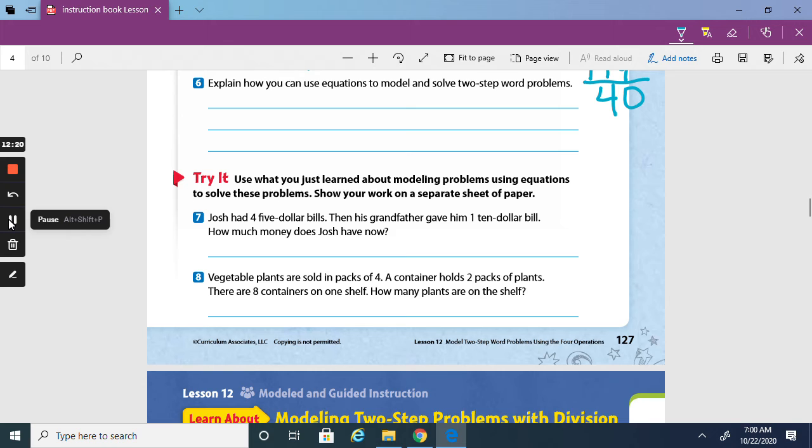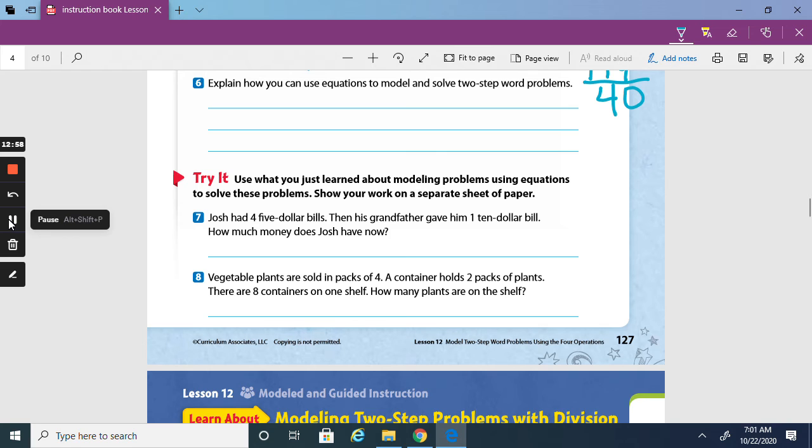What you're mostly focusing on is how you can use unknowns and how they relate to one another to solve word problems. The next part says, try it. Use what you've just learned about modeling problems using equations to solve these problems. Show your work on a separate sheet of paper. So if you don't have room right here to do your work, then you can always do it on a separate sheet of paper.